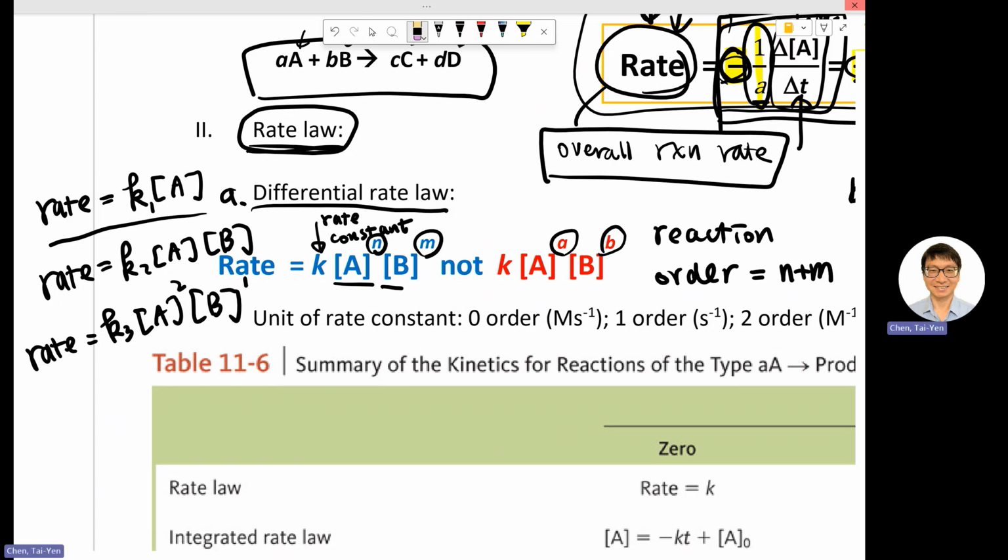So I write out this rate equals k3 multiplied by A to the second power, B to the first power. So you're going to say it is second order in reactant A, first order in reactant B. The overall reaction has a reaction order of 3. So the overall reaction order is simply the sum of the exponents of each individual component.